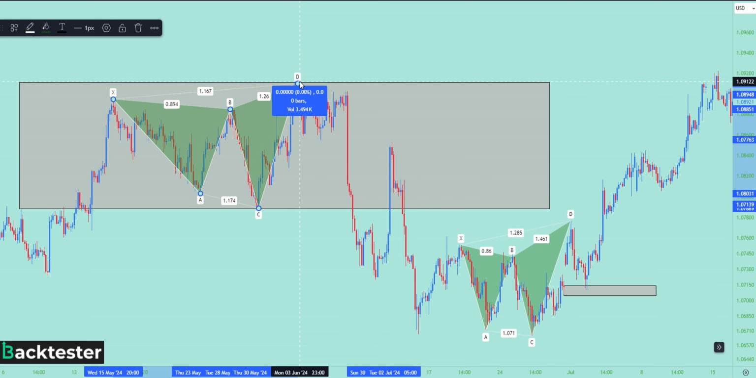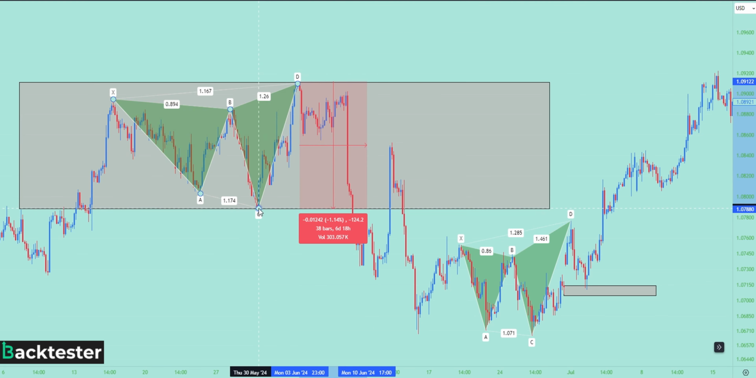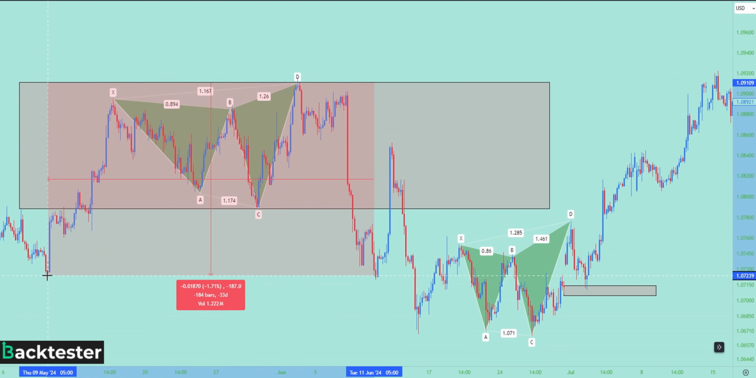So if I would take this trade, my take profit would be at C because it's market structure, it's a low. So this is where my first take profit will be, which is 124 pips, and the second take profit will be at the lowest low, which is 187 pips. So here, for example, I would take 60% of my trade at C of the W pattern.